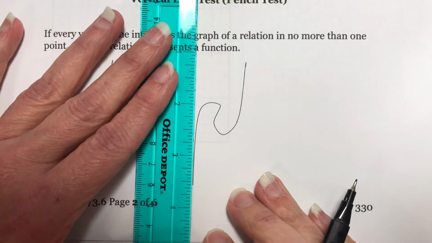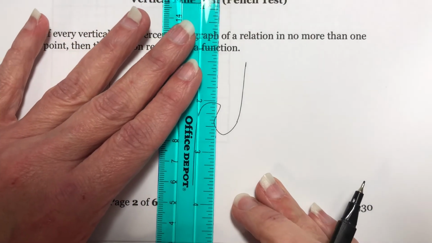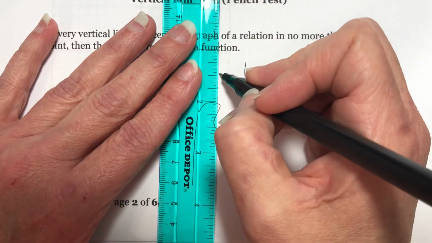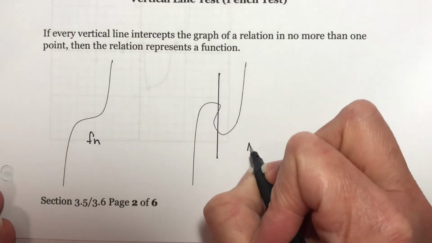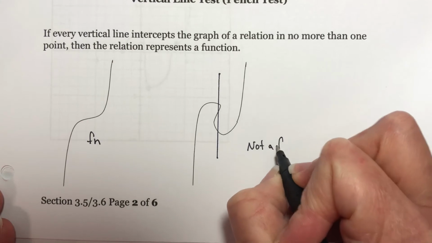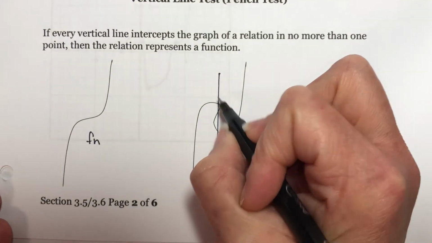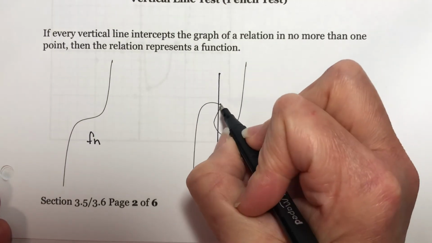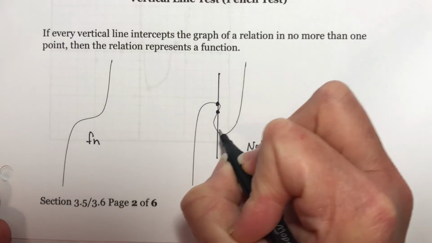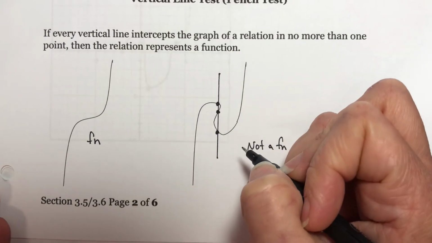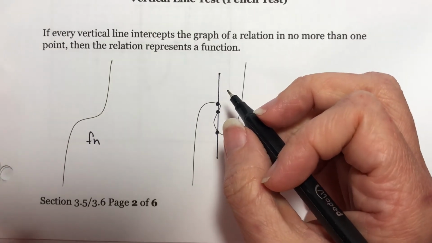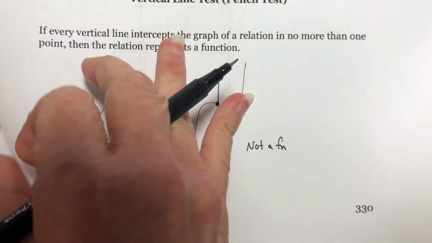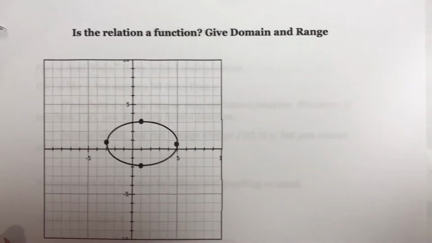However, like right here, you're doing okay, and then as soon as you hit this area, it doubles back on itself, and the vertical line hits more than once. This is not a function. If this were on a grid and you could read off your points, this point, and this point would all have the same x value. And we know that's one of the things that's not allowed for a function.